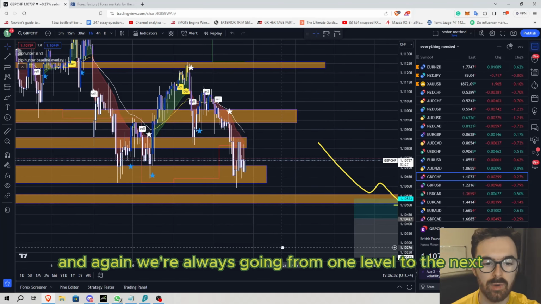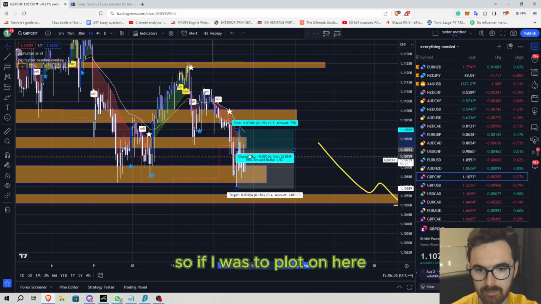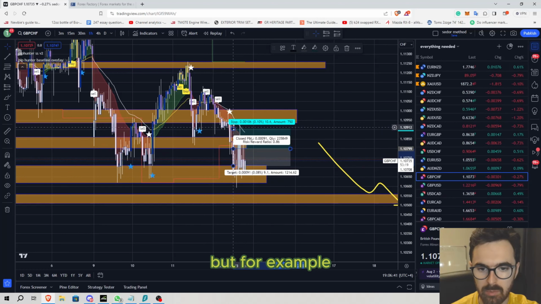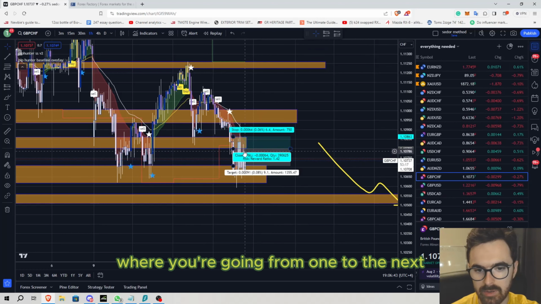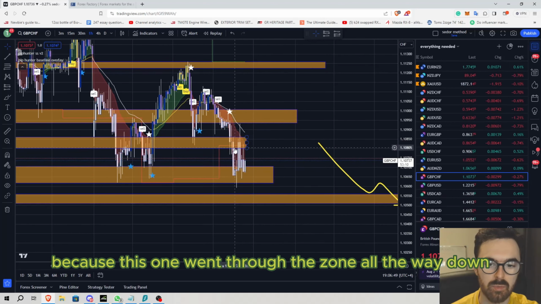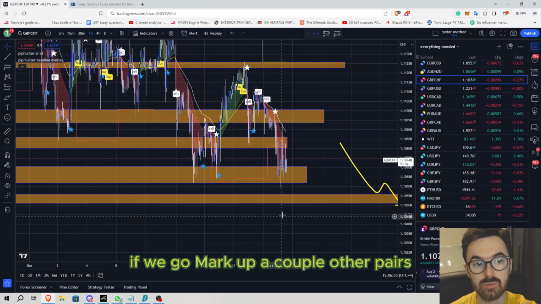And again, we're always going from one level to the next. So if I was to plot on here, in this case, it's very, very small. But for example, we would be like this, where you're going from one to the next. Now in this case, you don't actually get a trade because this one went through the zone all the way down. So there is no possibility there. But if we go and mark up a couple other pairs, we should find something.